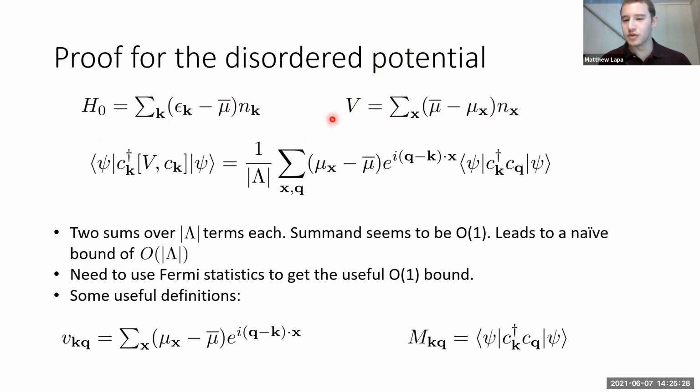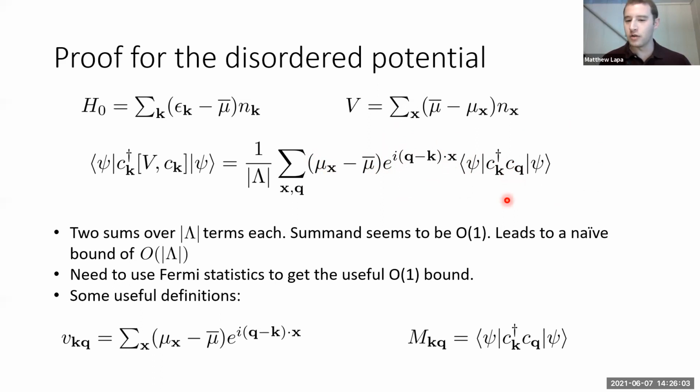If you write out this commutator type of expression that you need to bound, you'll find it looks like this. You have one factor of the system size in the denominator. Then you have a sum over x and q, and the summand has the disorder strength, some momentum type factor, and this expectation value of c_k dagger c_q, which all involves momentum space fermions.